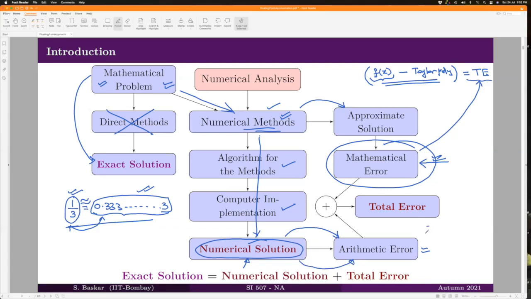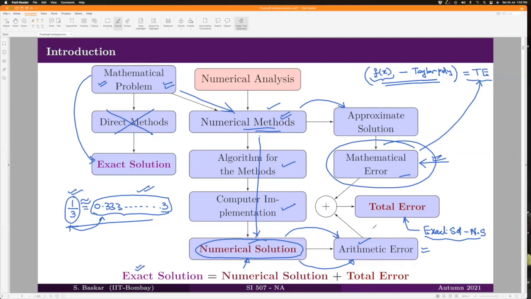Therefore, the exact solution minus the numerical solution, that is the solution which is given by your computer after running your code, is actually called the total error. So the total error is the sum of the mathematical error and the arithmetic error. And your exact solution is nothing but your numerical solution plus the mathematical error plus the arithmetic error.